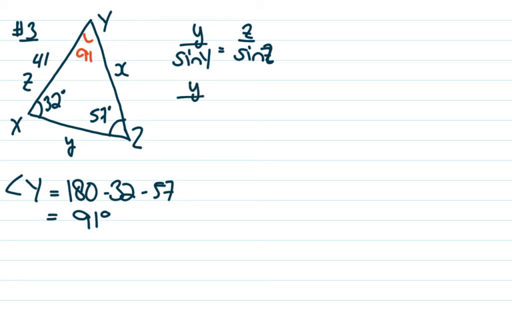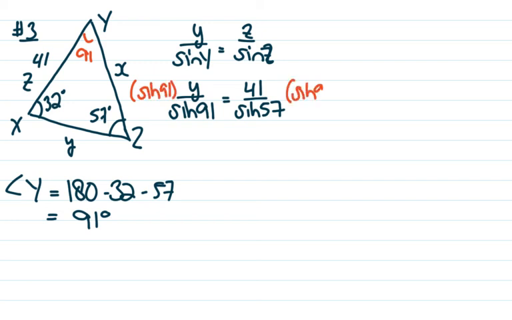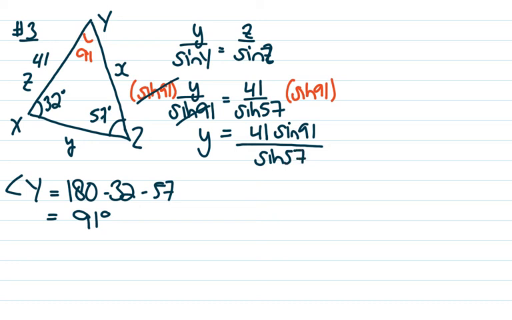We don't know Y. Sine Y is sine 91, Z is 41, and sine Z is sine 57. Now in order to isolate Y, we will need to multiply both sides by sine 91. They'll cancel out on the left side, so we'll have Y equals 41 times sine 91 divided by sine 57. Type that whole thing into your calculator and you will get 48.9 meters.